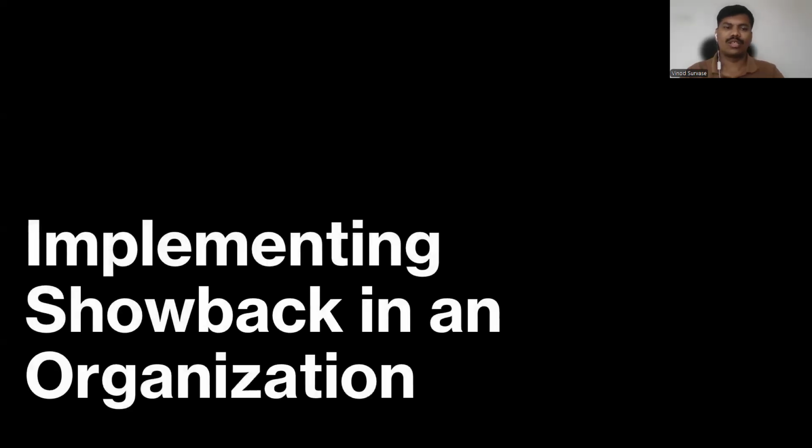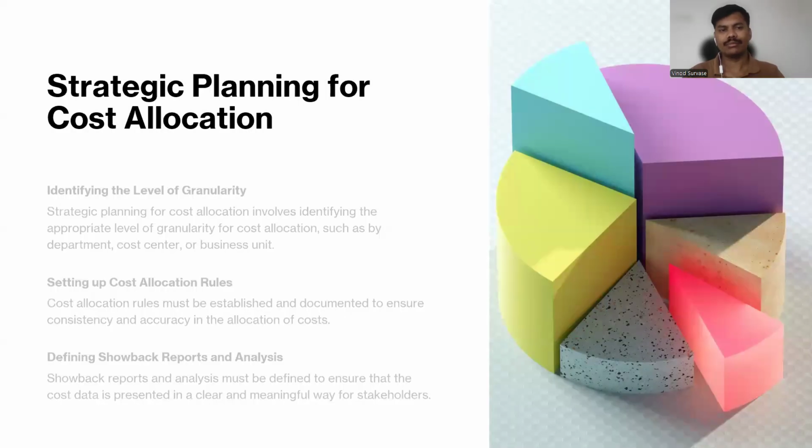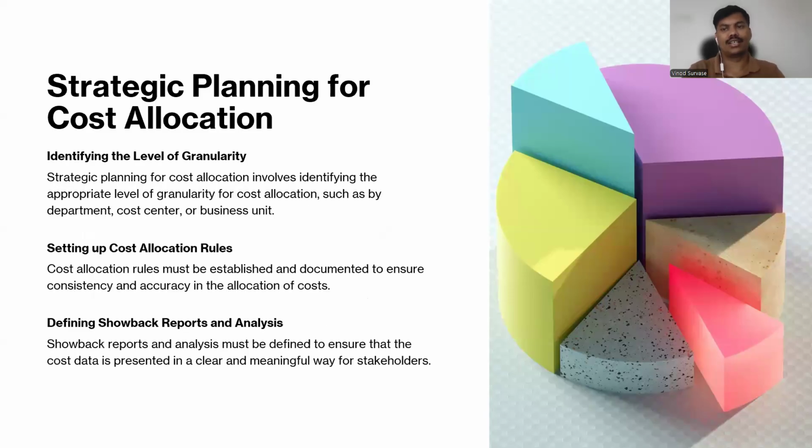Right? So now we'll look at implementing showback in an organization. How we can implement it, what are the things that we need to take care of, and how things can be done, right? So, strategic planning for the cost allocation, right? How can we do that? There are different stages, different steps that we need to take up.